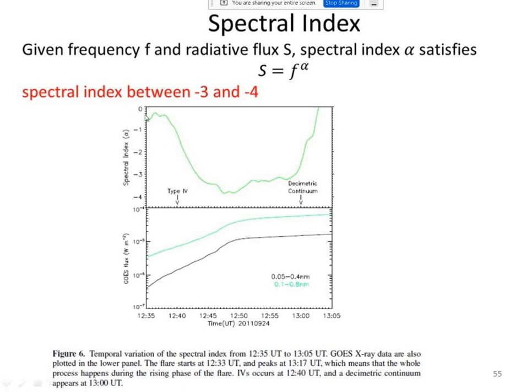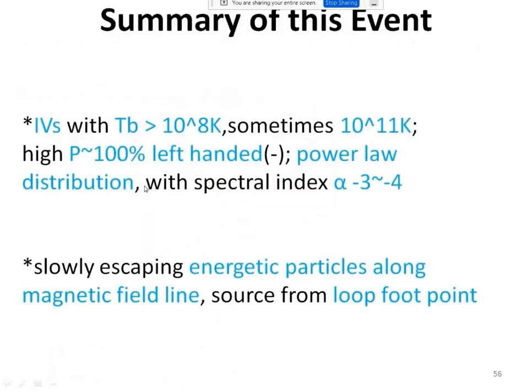As you can see, the spectral index is between -3 and -4, which is a hard spectrum for this type 4 radio burst. So this is a summary for this event. We saw a stationary type 4 radio burst with TB over 10^8 Kelvin, and sometimes the brightness temperature can be over 10^11. And the DCP is very high, almost 100%, and it's left-handed polarized. And it follows a power law distribution with spectral index between -3 and -4.